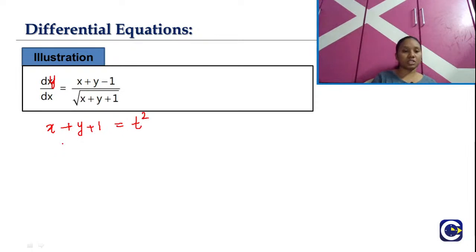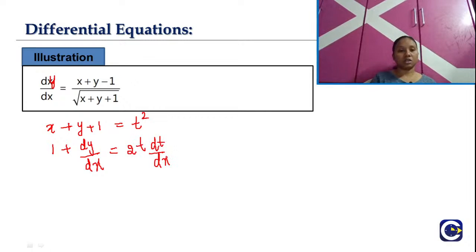So we can differentiate this. Here, 1 plus dy by dx, and the differentiation of 1 will be 0. So here it will be 2t dt by dx. So in place of dy by dx, we can substitute 2t dt by dx minus 1. Right, so let's just substitute that here.